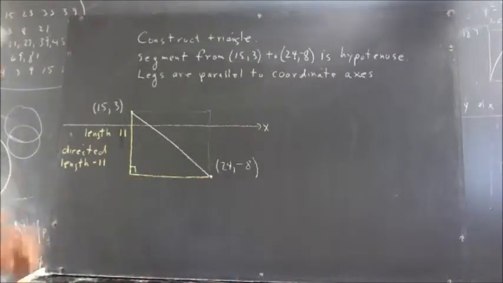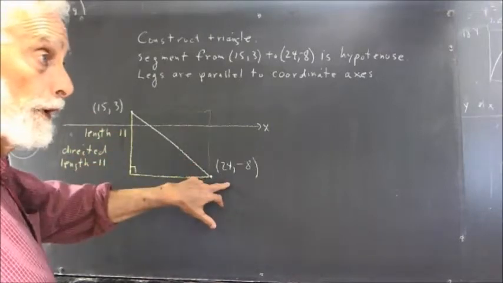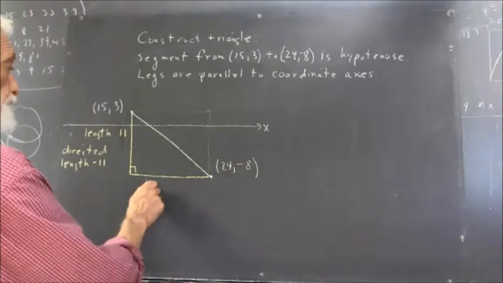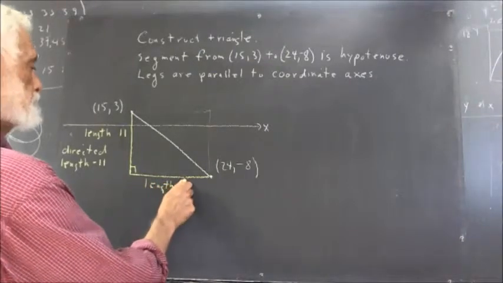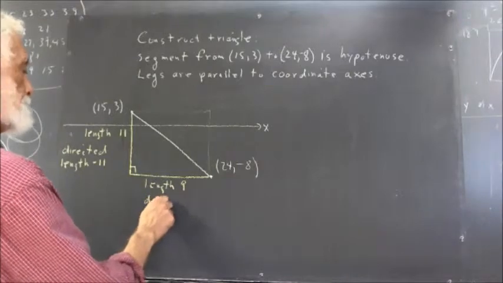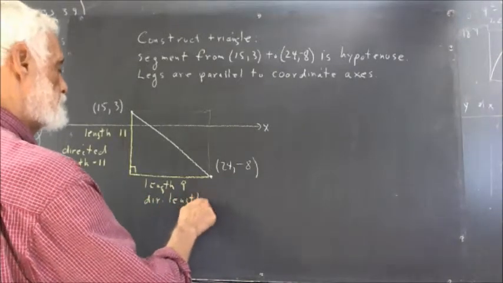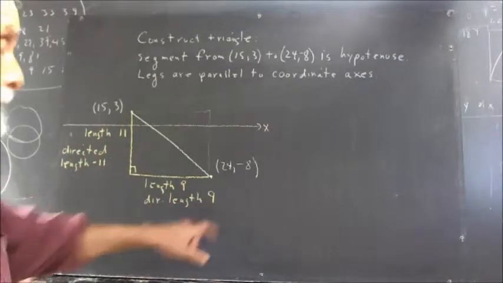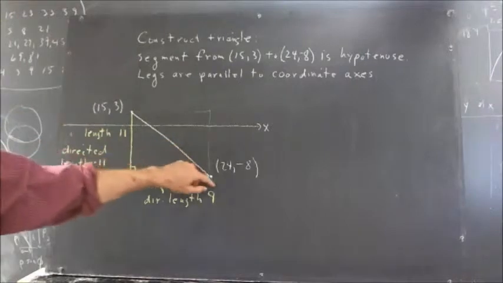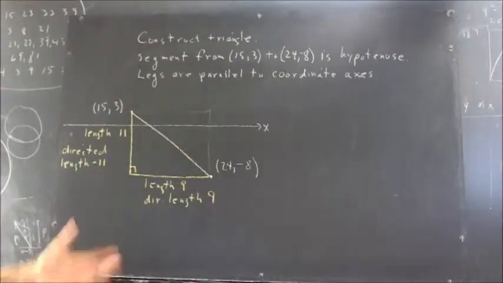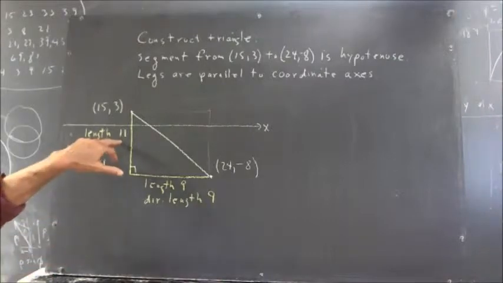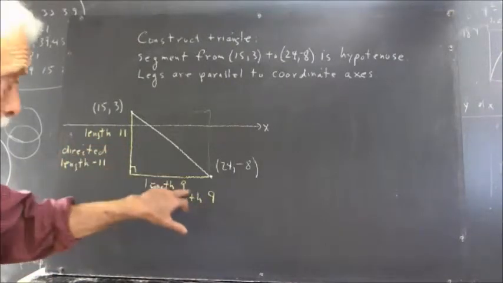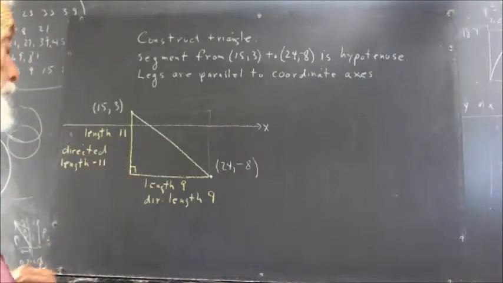Now, what's the length of this one? Well, clearly we're going from 15 to 24. That's a distance of 9. So the length is 9. And the directed length is also 9. Now that we know the sides of the triangle, we can find the length of the hypotenuse. You should think through how to do that. Given a leg of length 11 and a leg of length 9, what's the length of the hypotenuse?